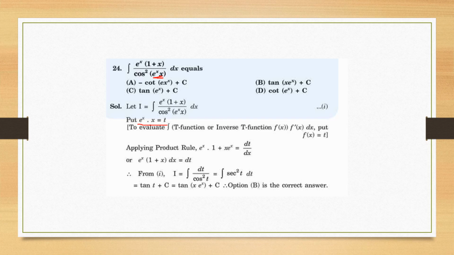So it will become e raised to power x into 1 plus x into e raised to power x, right? This is equal to dt by dx. That is, take e raised to power x common. So it is e raised to power x times (1 plus x) dx equal to dt. So this question changes to dt, because this numerator is equal to dt. So it is dt upon cos square t, which is secant square t, and you know the integral of secant square is tan t. So it becomes tan t plus c. Now resubstitute t as x e raised to power x plus c, and option number B is the correct answer.